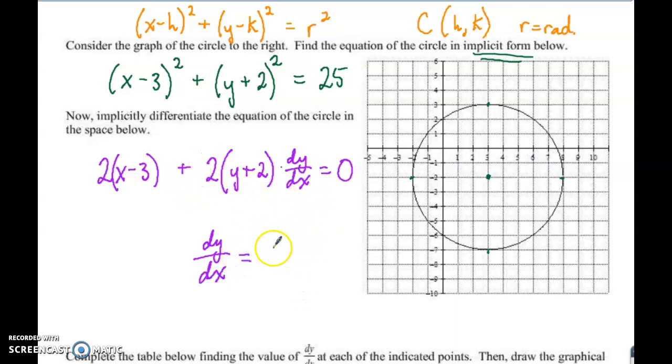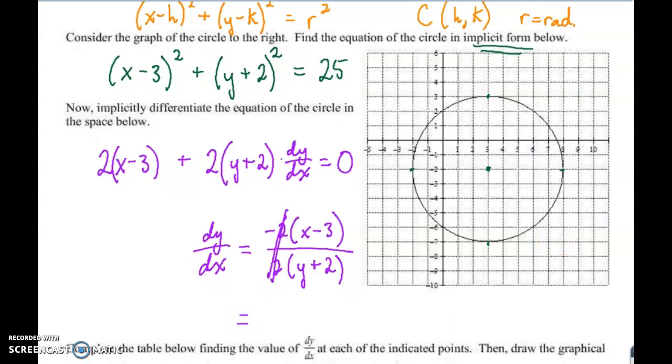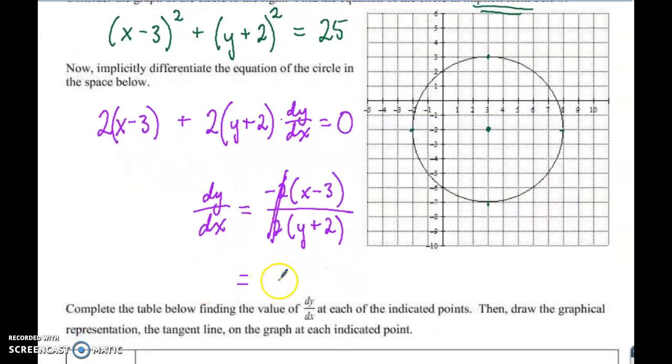which you would subtract the 2 times (x minus 3) over, and then divide by the 2 times (y plus 2). And notice I didn't write the 2's. I'll go ahead and write the 2's in there because they'll cancel each other out. The only reason why I'm writing them in now is because I would actually probably distribute that negative in there so I don't forget.